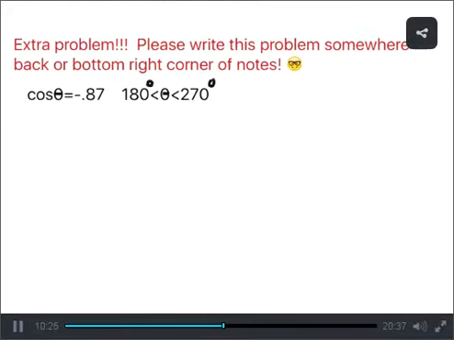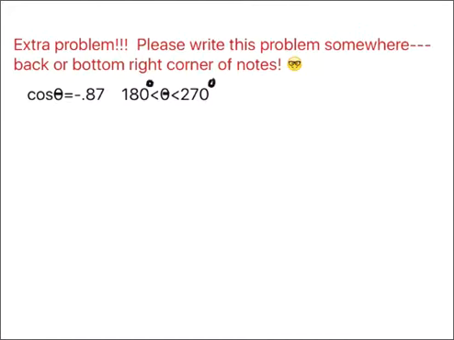All right, surprise! Here's an extra problem. So this is not on your notes, so go ahead and write this somewhere. If you flip over your 9.4 notes, it should be blank on the back, or you should have some room under number 7, so in that bottom right corner. But so this time we're doing cosine of theta is equal to negative 0.87. So I want it to be negative this time. I'm happy about that negative.